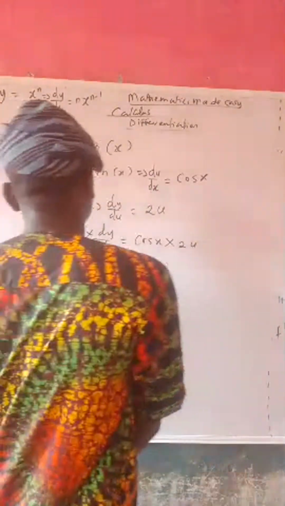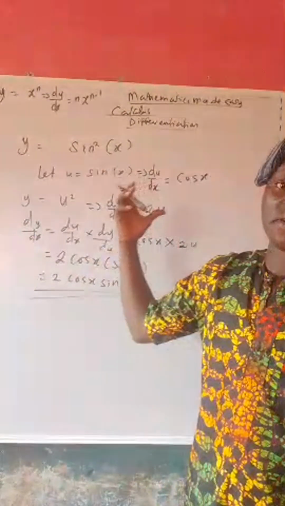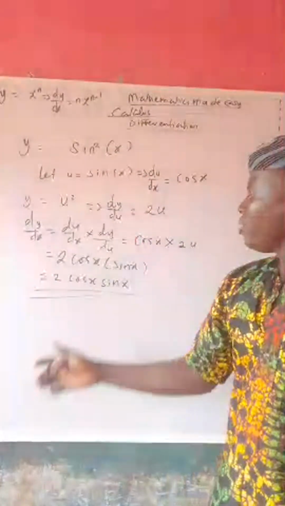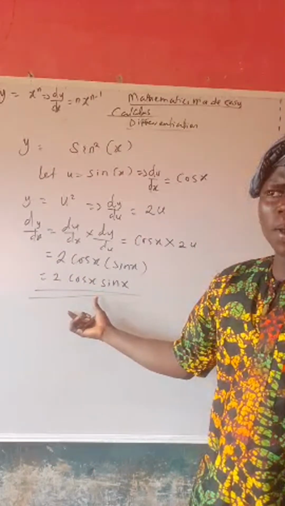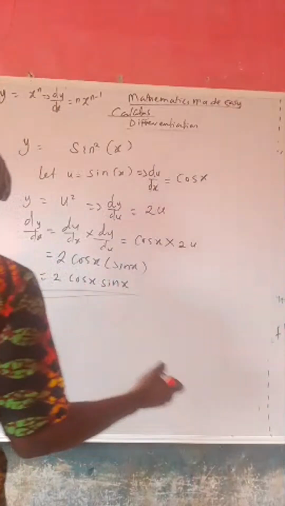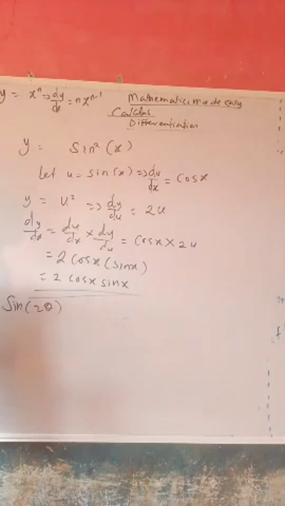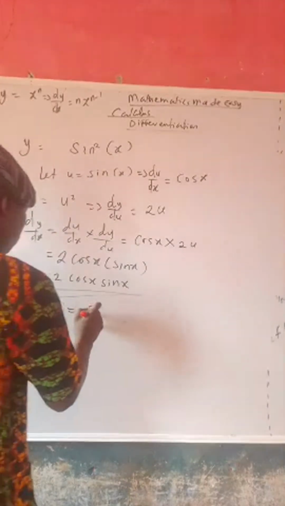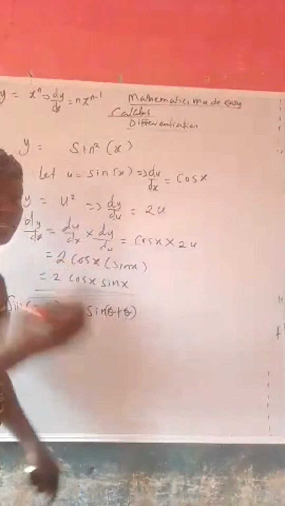Very, very beautiful. You know, these are your trig identities. You should remember your trig identities. What is sin 2 theta, everybody? What is sin 2 theta? The trig identity, you know, sin 2 theta equals sin of theta plus theta. It means theta plus theta, 2 theta.